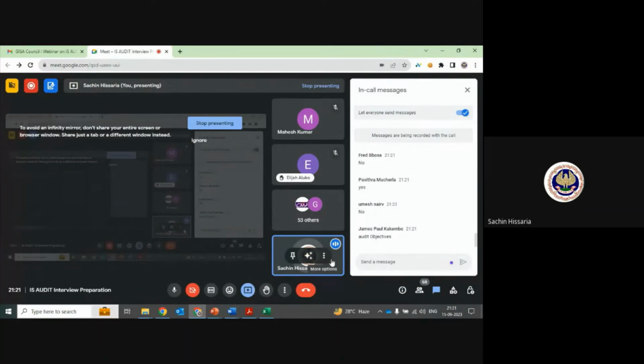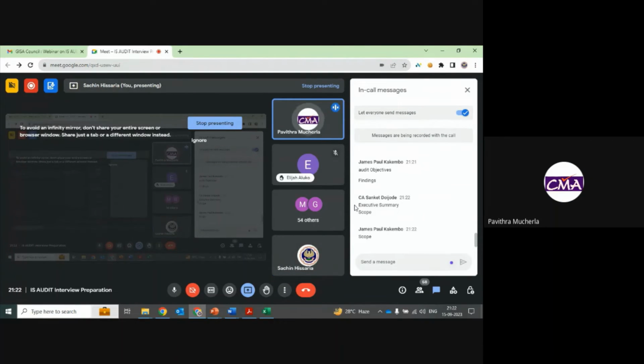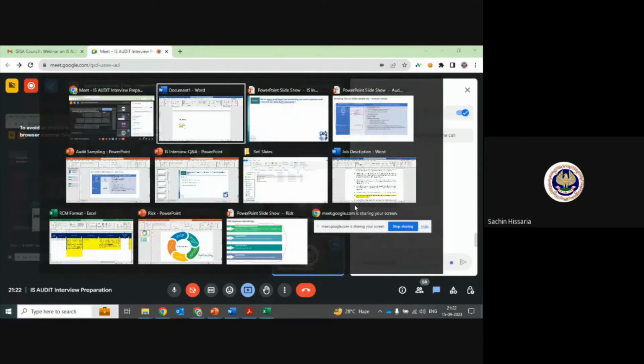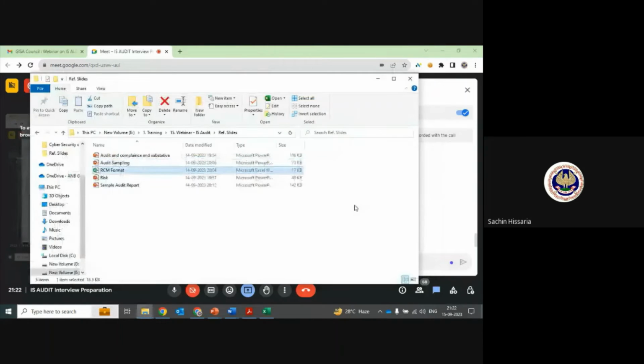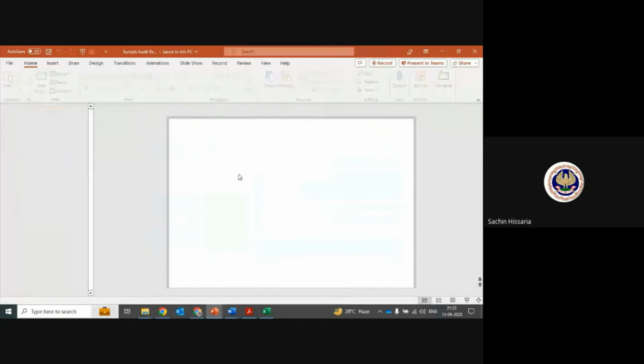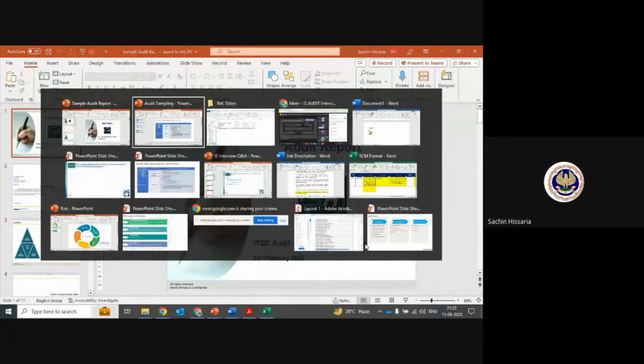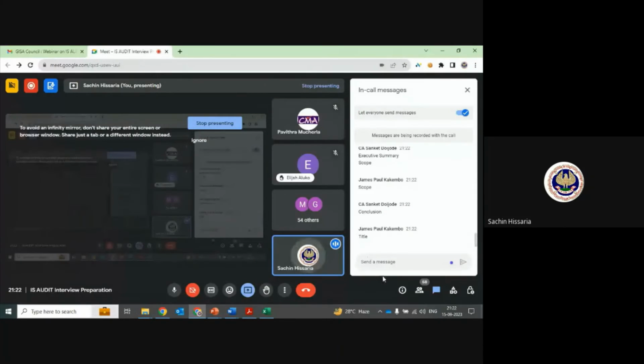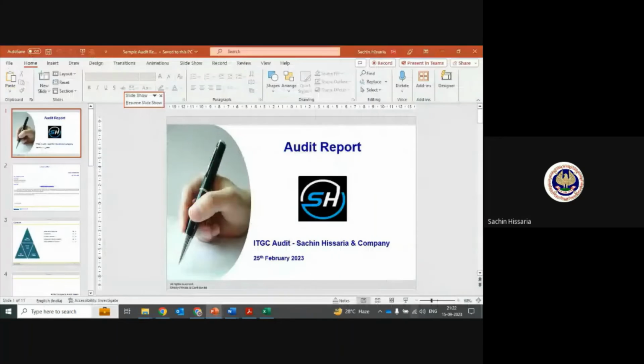Audit objective. Okay, James. Findings, very good. Executive summary. Scope, yes. Observations and recommendations. Very good, observation and recommendation. You guys are absolutely right. So whosoever has not seen an IS audit report, let me show you a demo or dummy report so that you can understand what is included in the report.